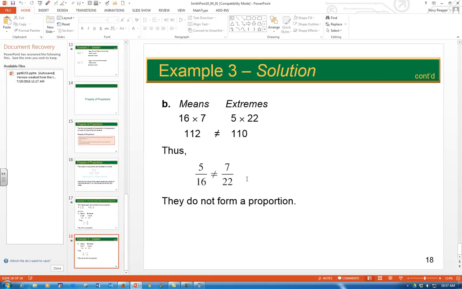If we look at the next one, 16 times 7 is 112, 5 times 22 is 110. That's not equal, and that's what this symbol means, so they do not form a proportion. That's how you tell. You just simply cross multiply, and if the 2 answers are the same, they're a proportion. If the two are not the same, they are not a proportion. Now these are the examples that come from your book in 4.1.